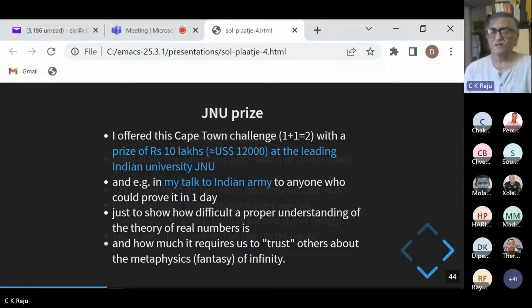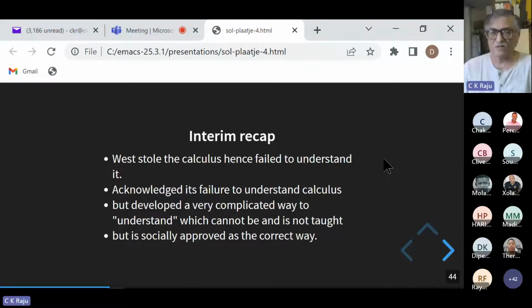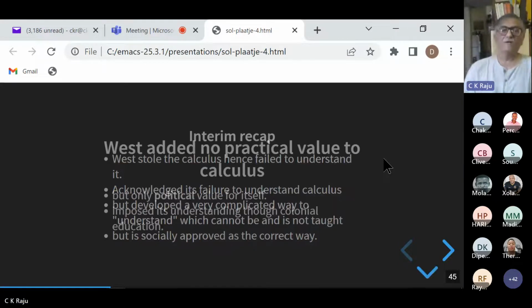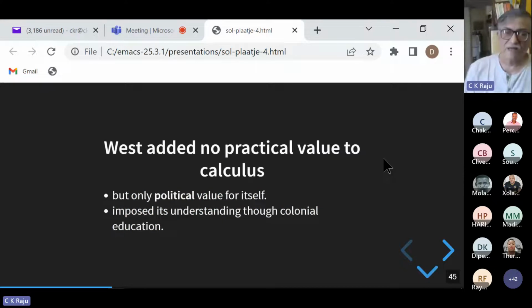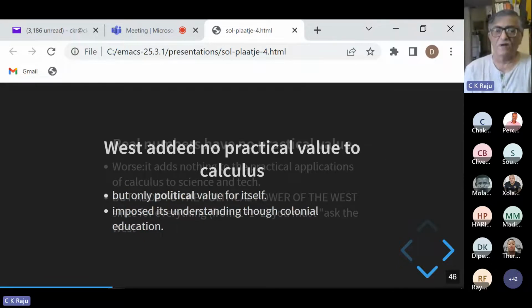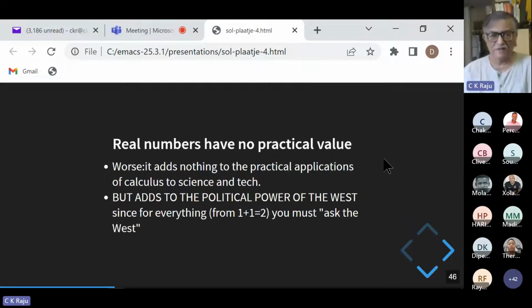All right, they stole, they did not understand, but they developed an excessively complicated way to understand, which cannot be taught, is not taught, but is socially approved as the correct way to teach calculus, real numbers and limits. All right. Now, did it add practical value? No. They added political value for themselves, and imposed this understanding through colonial education, but they did not add any practical value. Why not? Okay, this is the point I'm making.